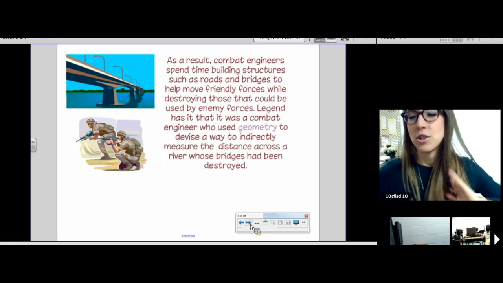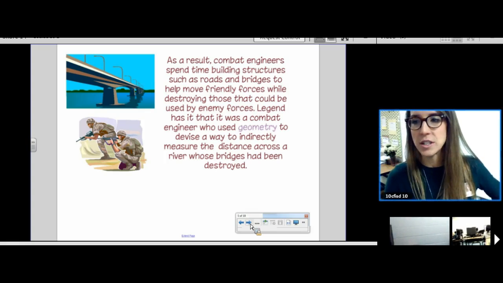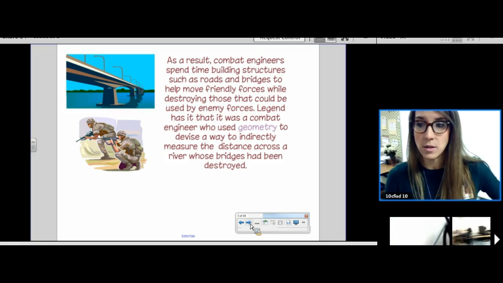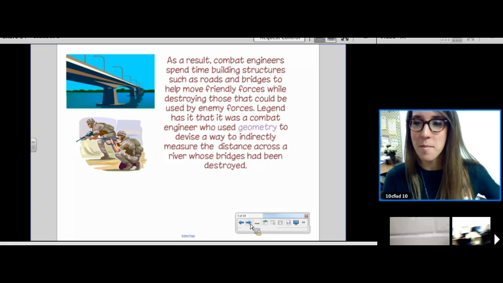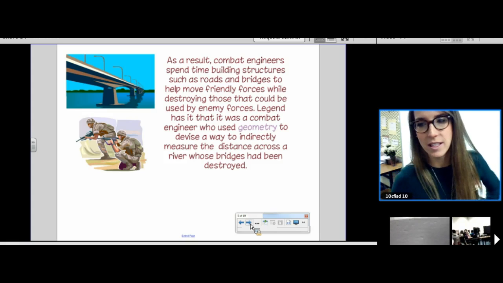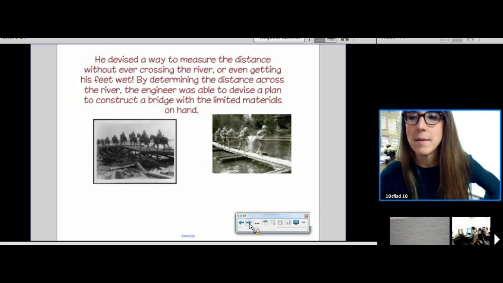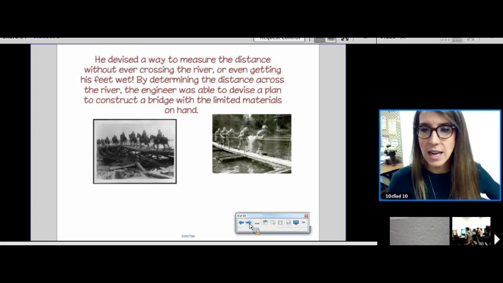But anyways, history. As a result, those engineers spend time building structures such as roads and bridges to help move the friendly forces while destroying those that could be used by the enemies. Legend has it that there was a combat engineer who used geometry, surprise, surprise, to devise a way to indirectly measure the distance across a river whose bridge had been destroyed. He devised a way to measure the distance without ever crossing the river or even getting his feet wet. By determining the distance, he was able to devise a plan and construct a bridge with the limited materials they had on hand. So there's some pictures of combat forces crossing the river with their little makeshift bridges in combat.